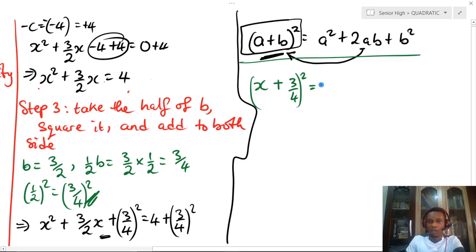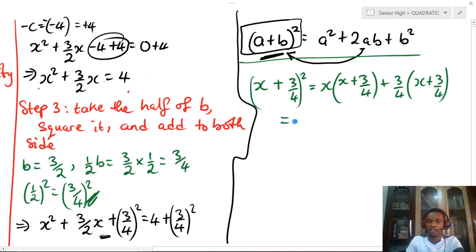So expanding this, we have what? Let's say x, will open the first bracket. I have to take it step by step now. Plus 3 over 4. I believe you understand this. This is elementary expansion. Okay, so what happens here? So x multiply x, right? That's x squared. X multiply 3 over 4.